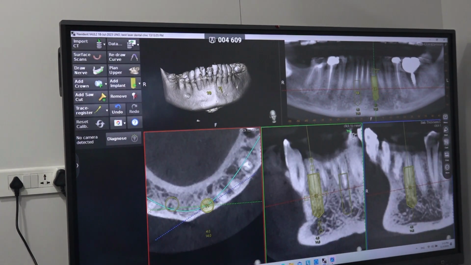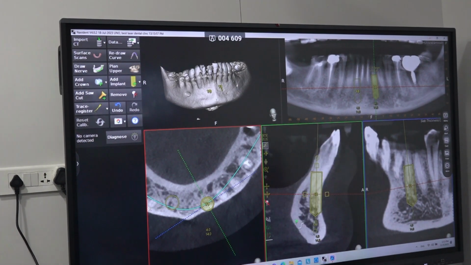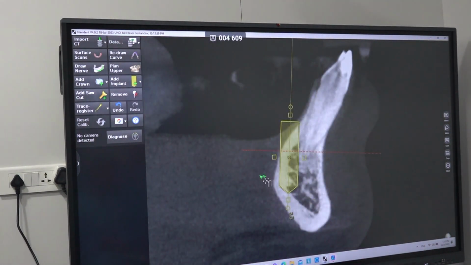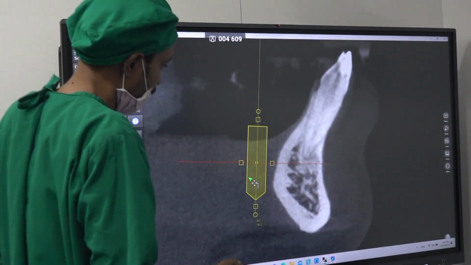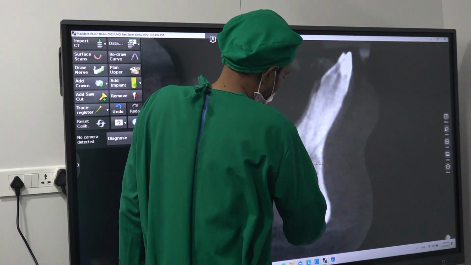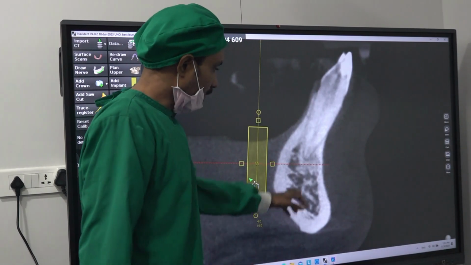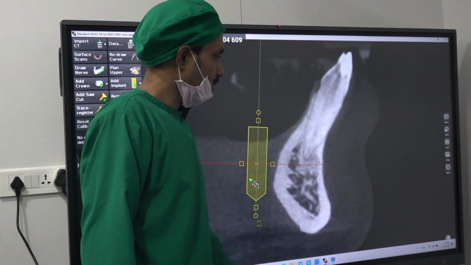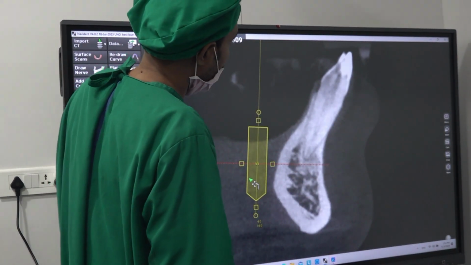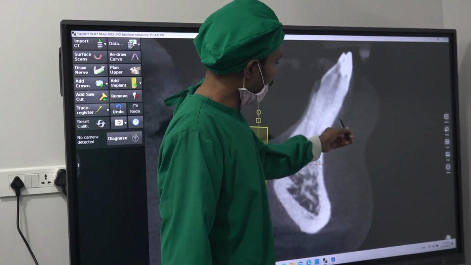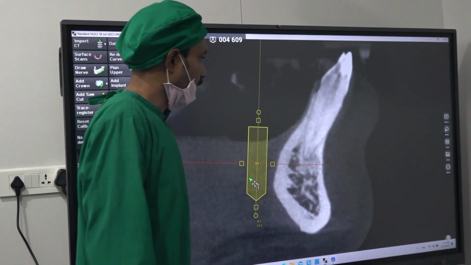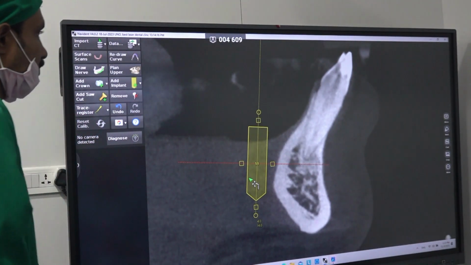So I am planning for the left side lateral. This is the left side lateral incisor, the same kind of C shape. Comparatively, here the bone quality is cancellous. So what is my worry is the lingual plate is very thin. Even the lingual plate is very thin.